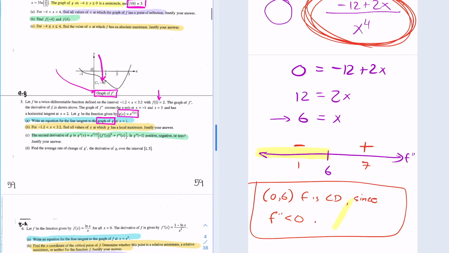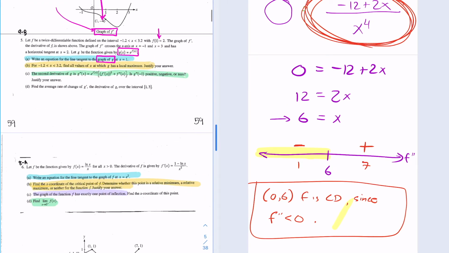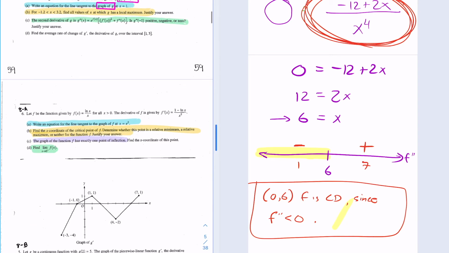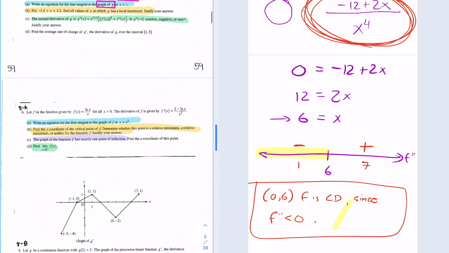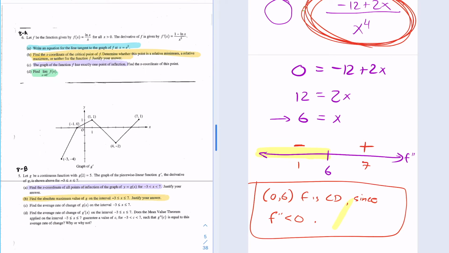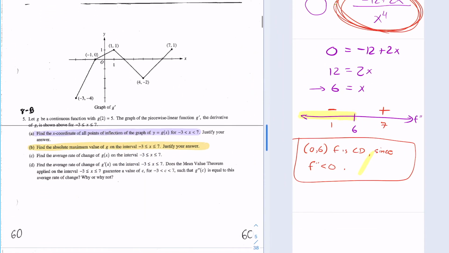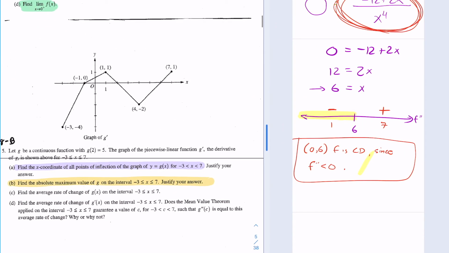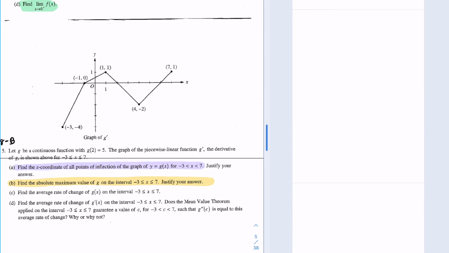That's analytical, maybe something graphical for you guys. Okay, so let's do this one here. 2008, Form B, Part A. Okay, so get familiar with what you're given. The graph here represents G prime. Okay, and then they're asking us to find the x-coordinate of all points of inflection to the graph of G.